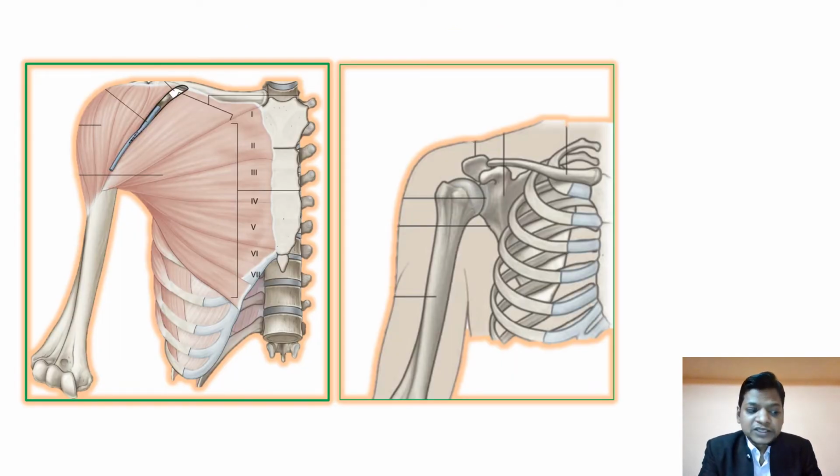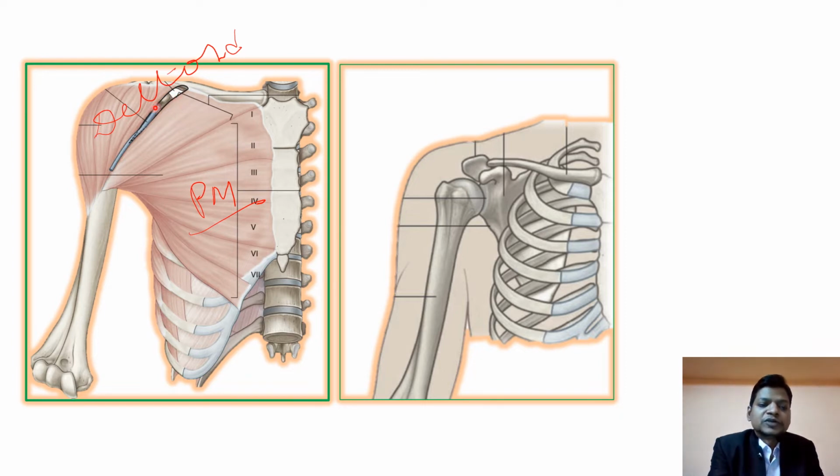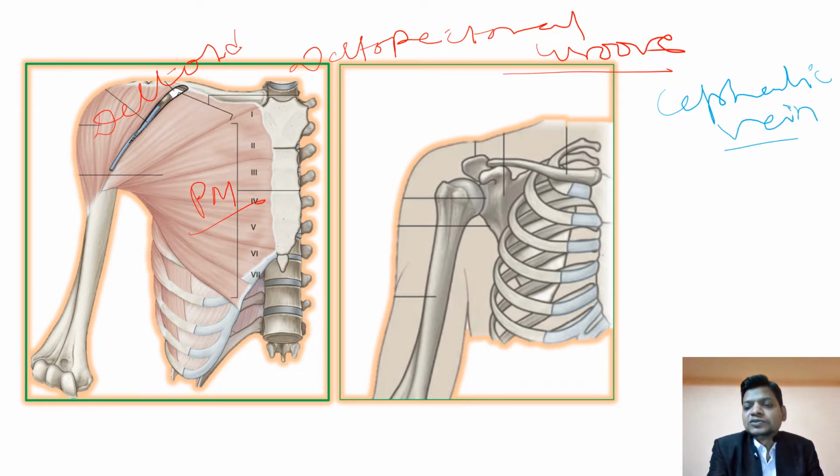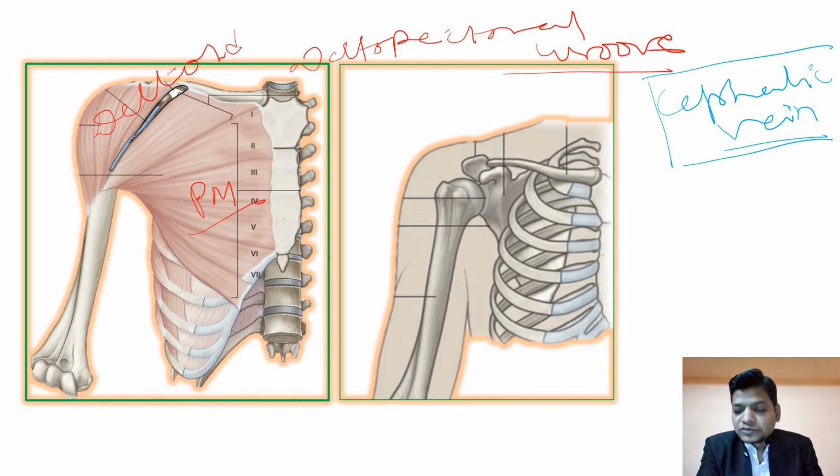Here the important thing we can see is the pectoralis major muscle and the deltoid. In between the pectoralis major and deltoid, we can see one groove. This is a very important groove known as the deltopectoral groove. The structure passing through this groove is the cephalic vein, along with some lymphatics. So this groove is very important.